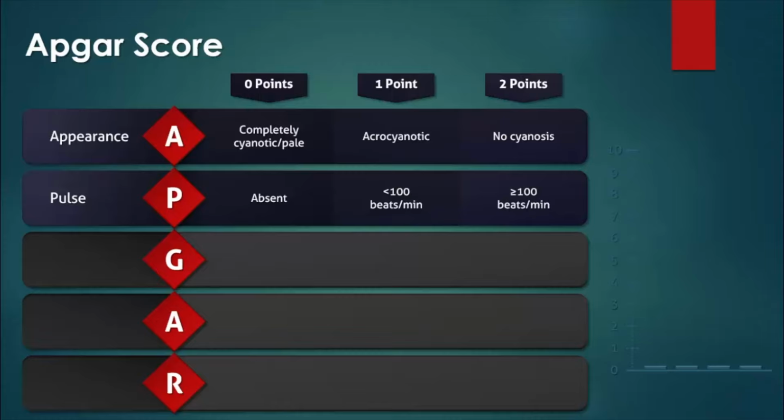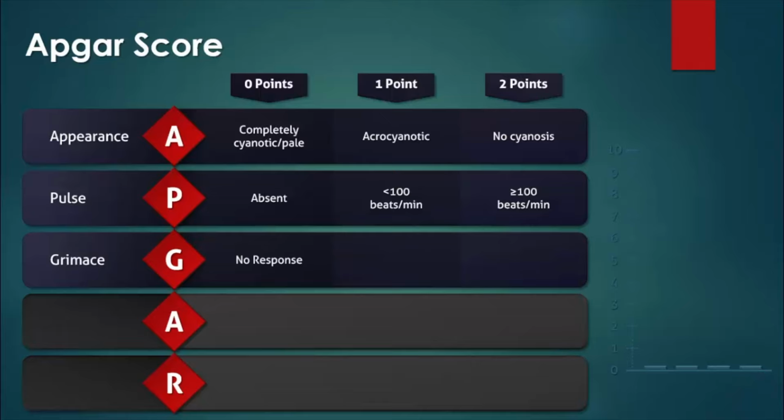2 points are given if the heart rate is at least 100 beats per minute. G stands for grimace, and it refers to the level of response to noxious stimuli. The process of drying the baby may provide sufficient stimuli, or alternatively, a small catheter may be placed in the nares. 0 points are given if there is no response. 1 point is given if the response is minimal. 2 points are given if the baby responds with a cry or active movement.